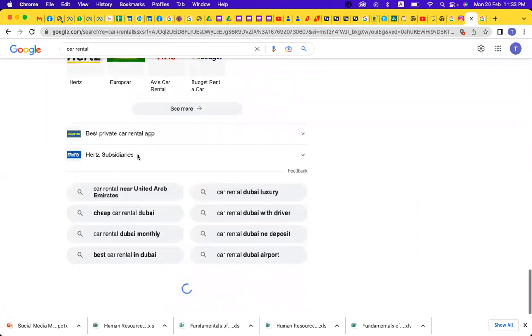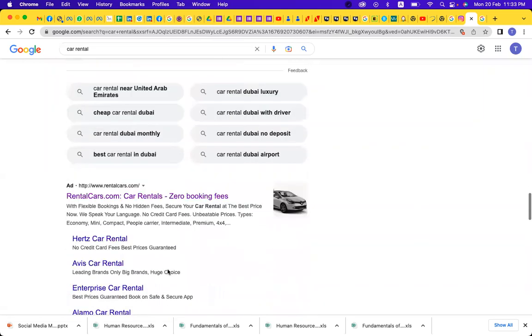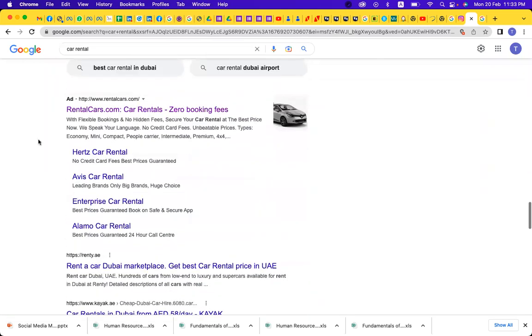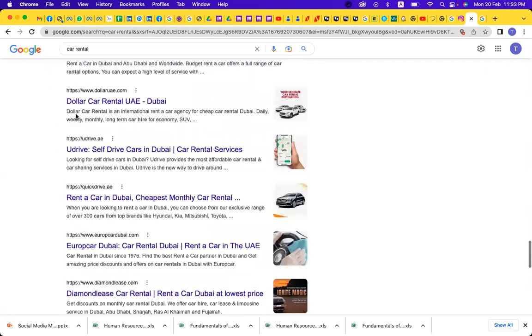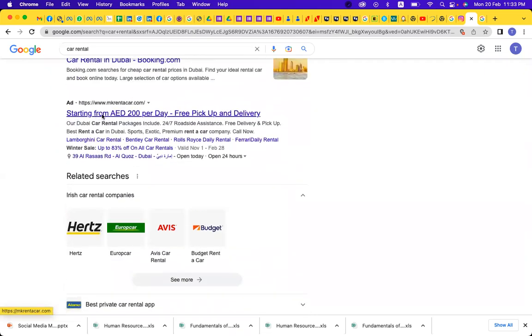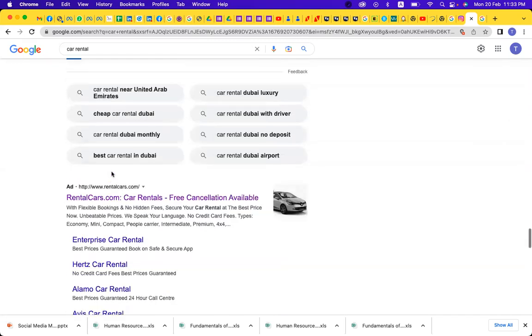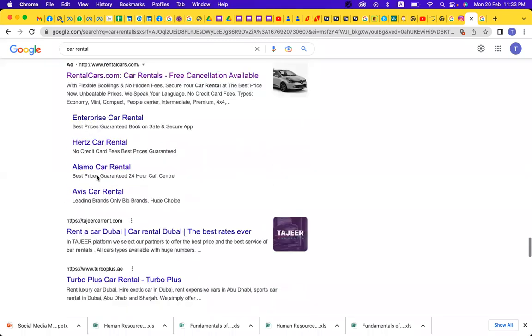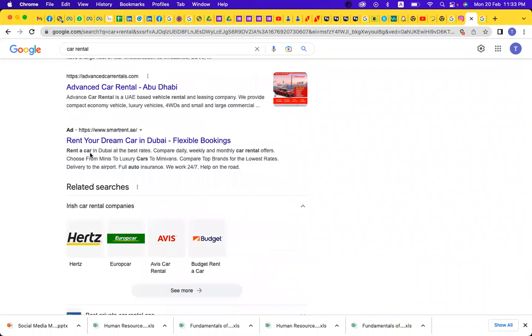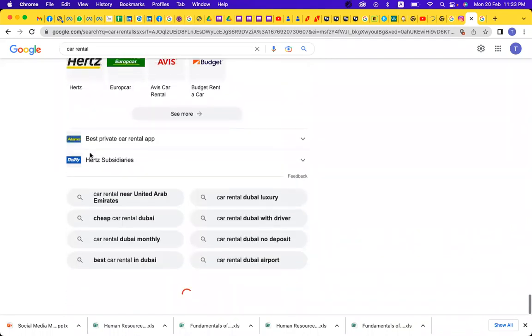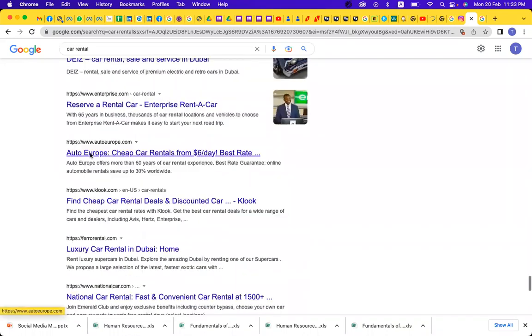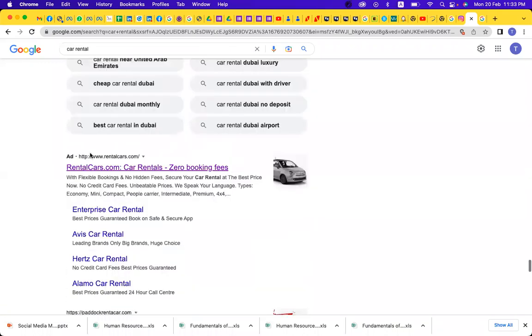This is page one. If you go to page two, it's loading. On page two, we only have one paid ad at the top, and one at the bottom. If I go to the next page, we still have one at the top and one at the bottom. On the fourth page, one at the top, one at the bottom. We go to the fifth page.